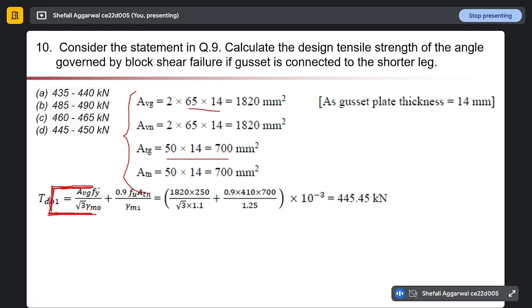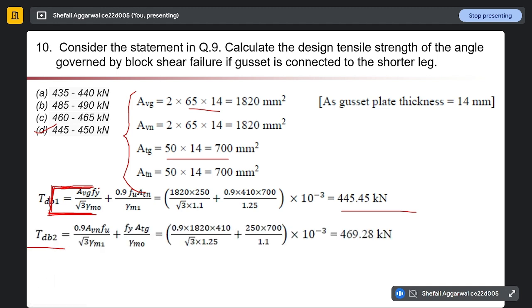Then again we will calculate the design strength due to block shear failure using the same formulas we have used before: Avg Fy divided by root 3 gamma m0 plus 0.9 Fu Atn upon gamma m1. Putting in all these values, we get our design tensile strength because of block shear failure as 445. So it will come in the range of D.